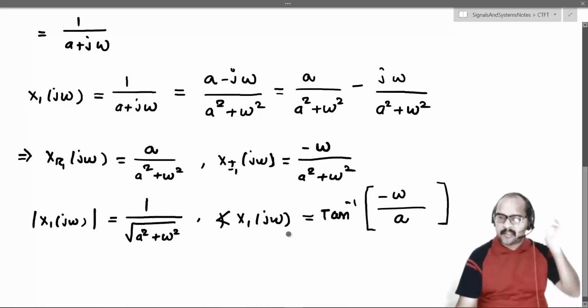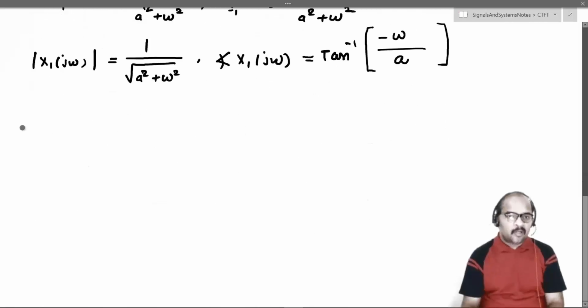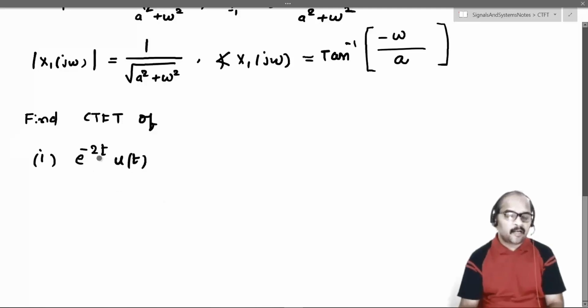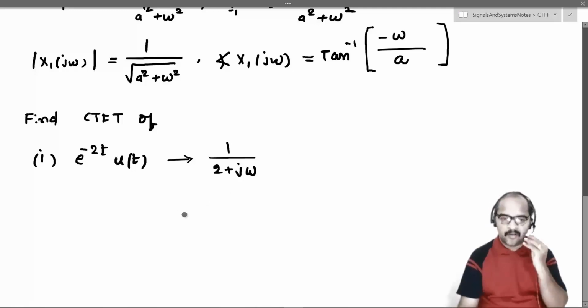Now, for this question, let us take an example. Find the CTFT of, let us take the first question, e power minus 2t u of t. Clearly, because a is a real number and it is greater than 0, definitely this will have what as Fourier transform? 1 by a plus j omega, so we will get 1 by 2 plus j omega. You can find out the real part, imaginary part, magnitude and angle. I will leave it to you.